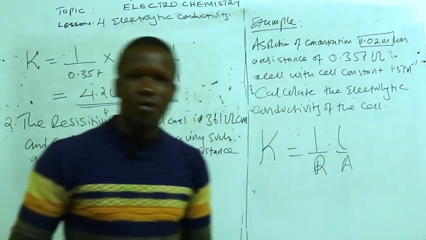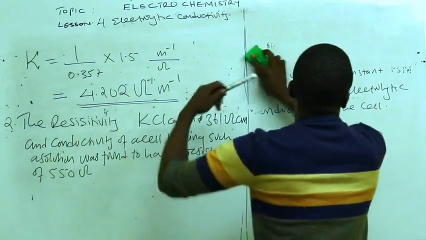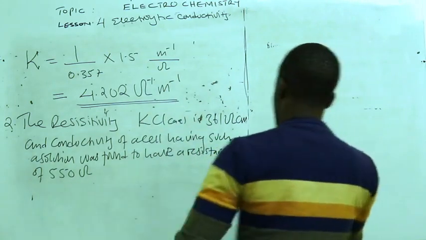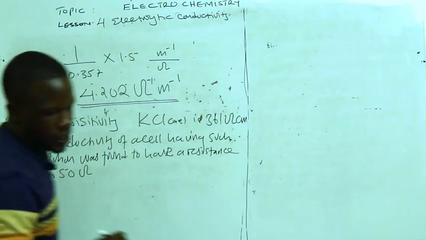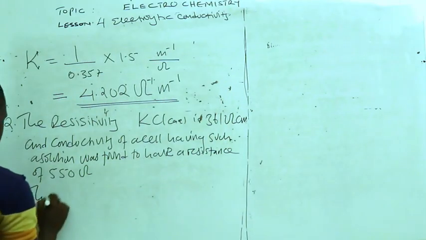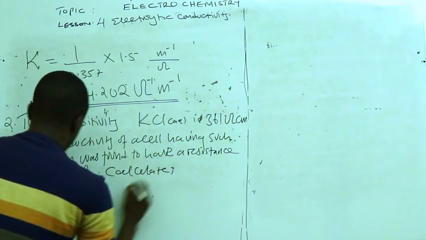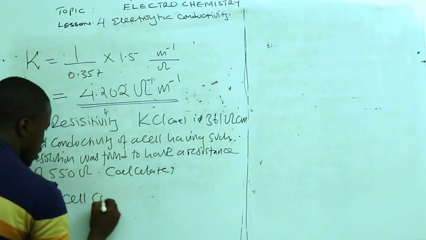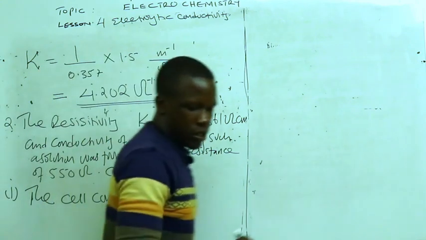They're saying Roman 1, the first question, they want us to calculate the cell constant. Let us calculate the cell constant.